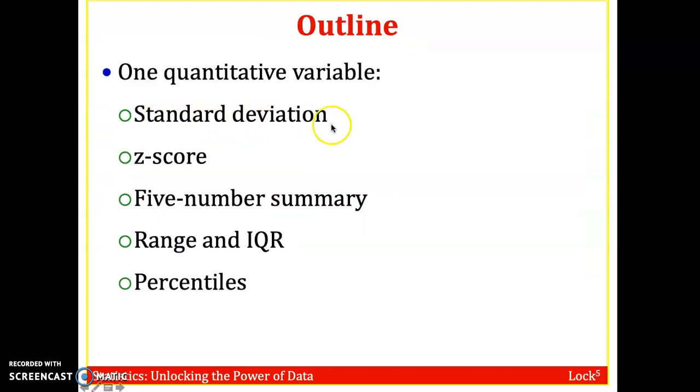All right, so the topics we're going to cover in this chapter in this video lecture series are standard deviation, z-score, 5-number summary, range, and IQR, which is interquartile range, and percentiles.